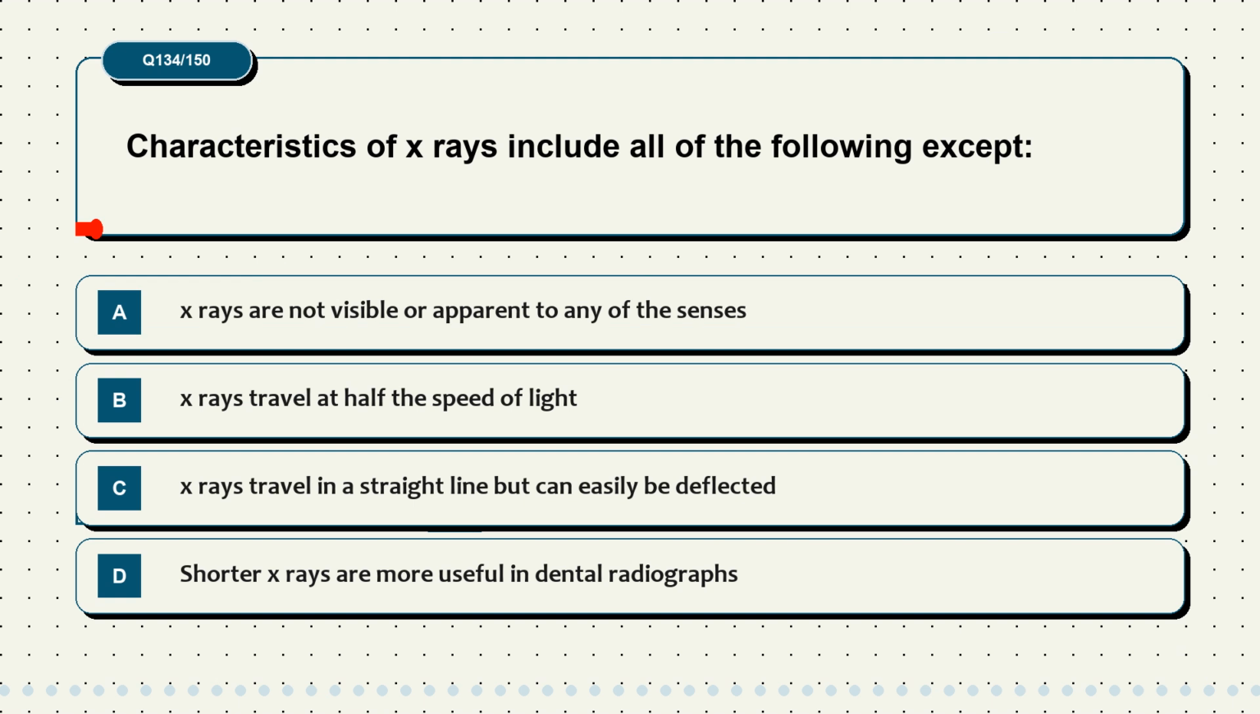Question 134. Characteristics of X-rays include all of the following except. Here are the options. Option A. X-rays are not visible or apparent to any of the senses. Option B. X-rays travel at half the speed of light. Option C. X-rays travel in a straight line, but can easily be deflected. Option D. Shorter X-rays are more useful in dental radiographs.